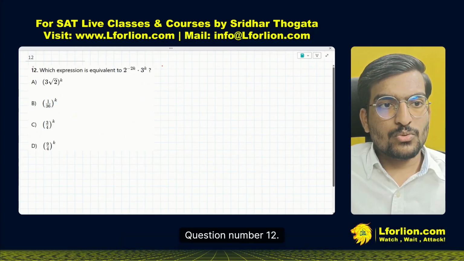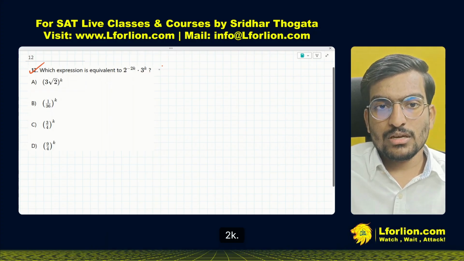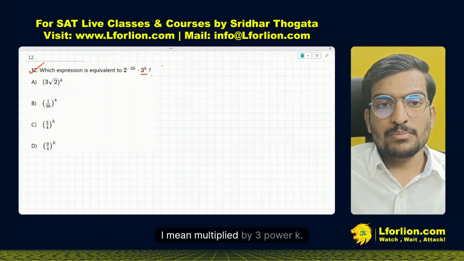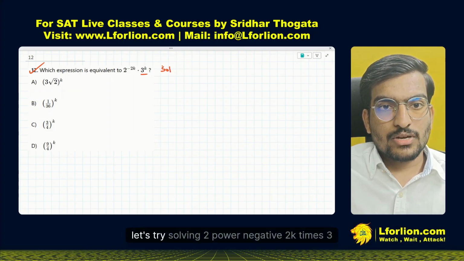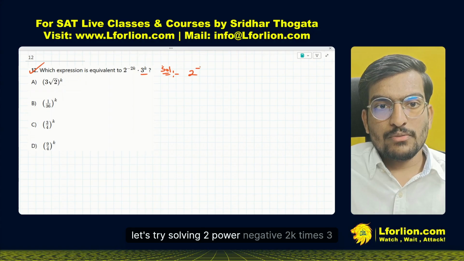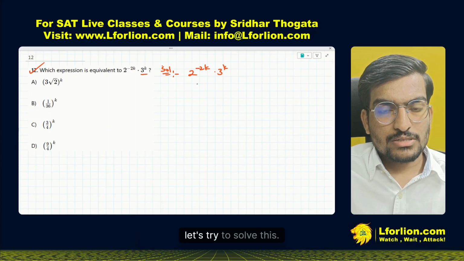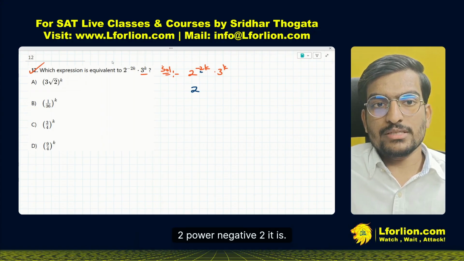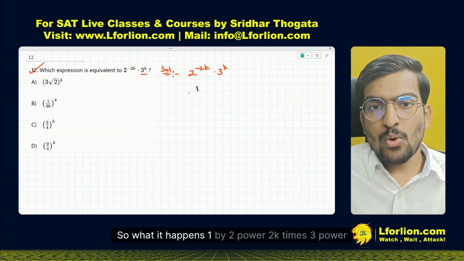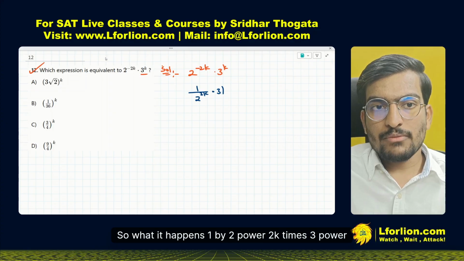Question number 12. Which expression is equivalent to 2 power negative 2k multiplied by 3 power k? So you have to see here. Let's try solving 2 power negative 2k times 3 power k. After watching some options, let's try to solve this. 2 power negative 2 is 1 by 2 power 2k, times 3 power k.